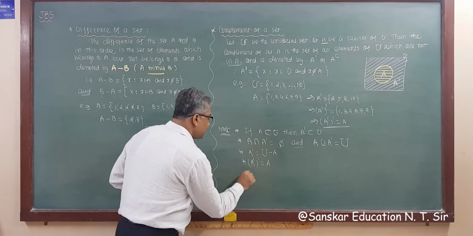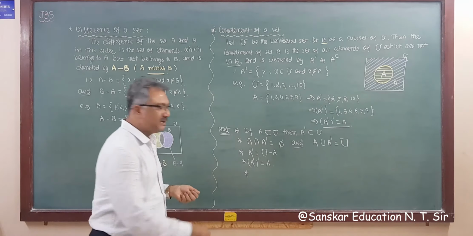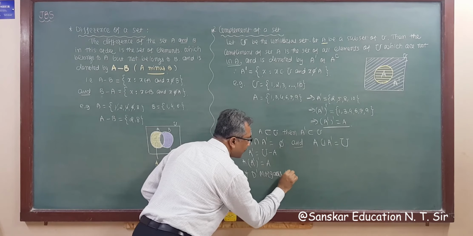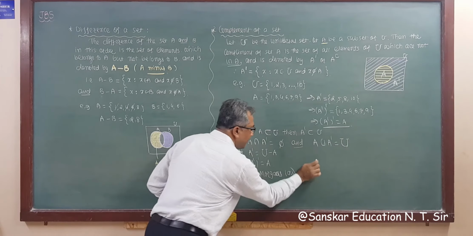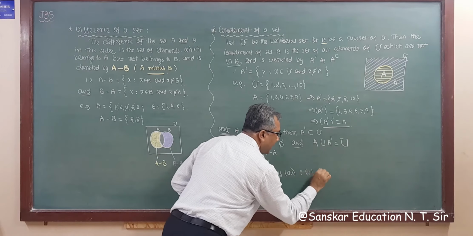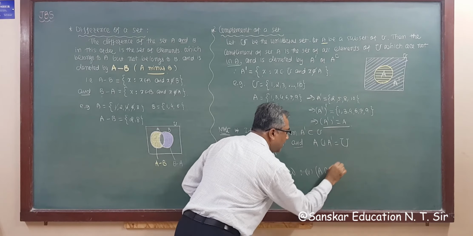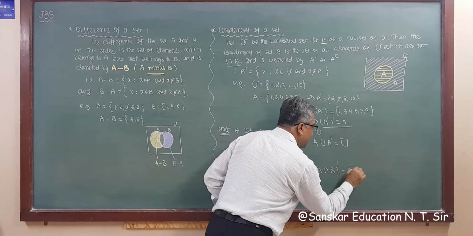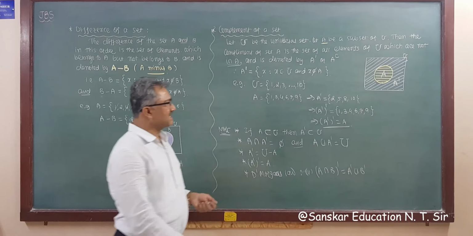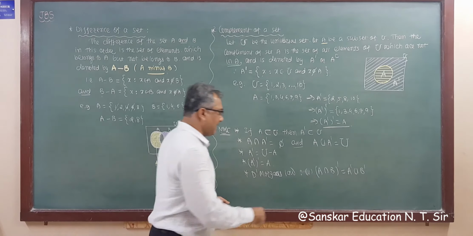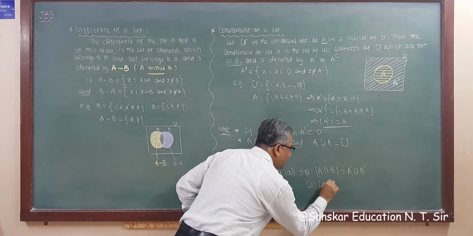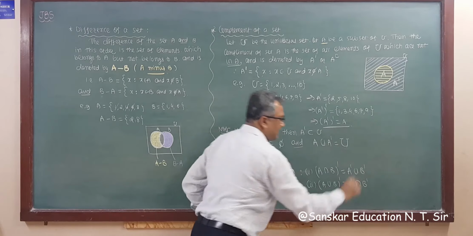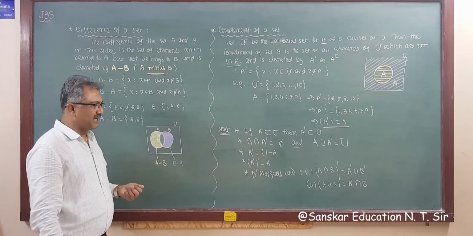Then you have De Morgan's law. In De Morgan's law, the first law is A intersection B whole dash is equal to A dash union B dash. And the second one is A union B whole dash is equal to A dash intersection B dash.